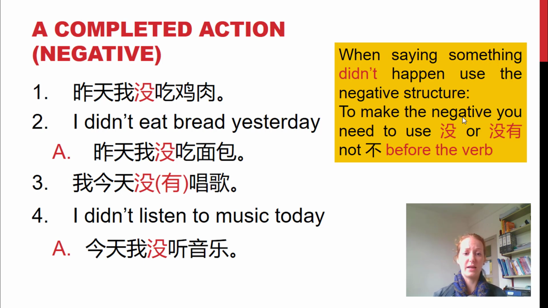So these are saying that an action didn't happen in the past. We don't use 不 because that's talking about the present. 很好.